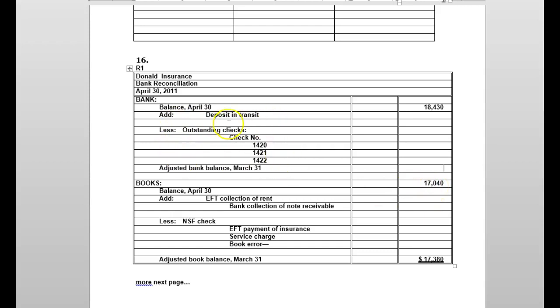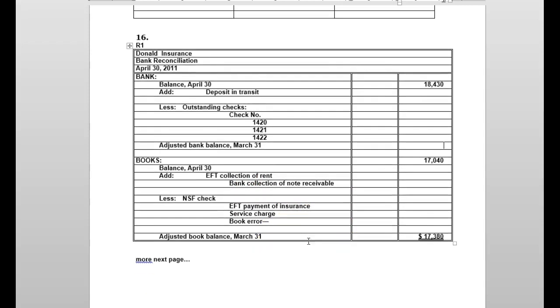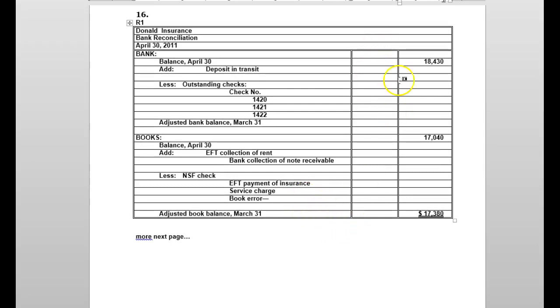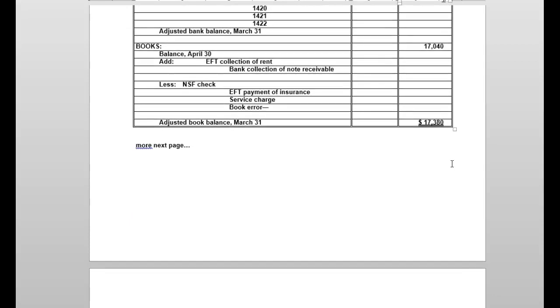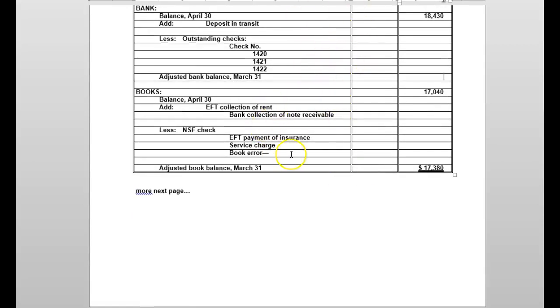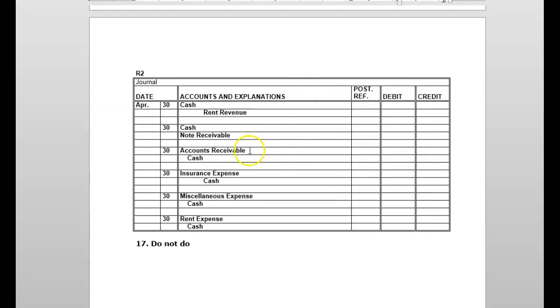So now you have to take everything they did on the bank statement and apply it to your books. And that's going to be collection of rent. It's going to be bank collections of notes, a payment that you may make electronically, a book error that you missed. And you should end up with the two amounts reconciled and the same. Then you have to take these changes that you've made to your books and apply them to your accounts in a journal entry. And that finishes out this particular problem.